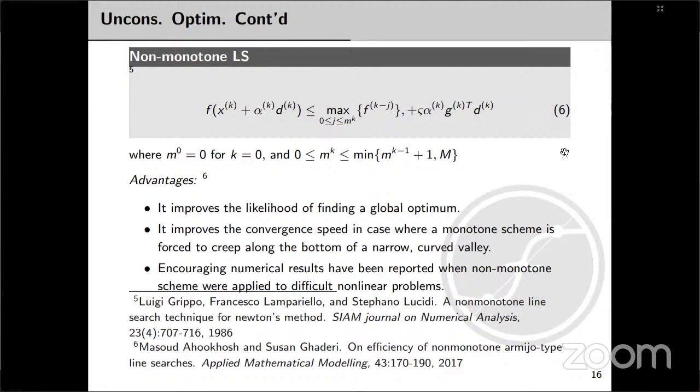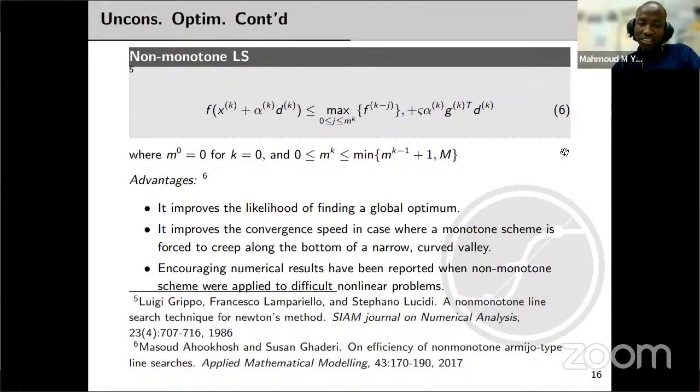So actually what this thing means is, that's why I mentioned we have what you call a memory. This memory is basically trying to say that, since F itself, we are just trying to compute a value, right?